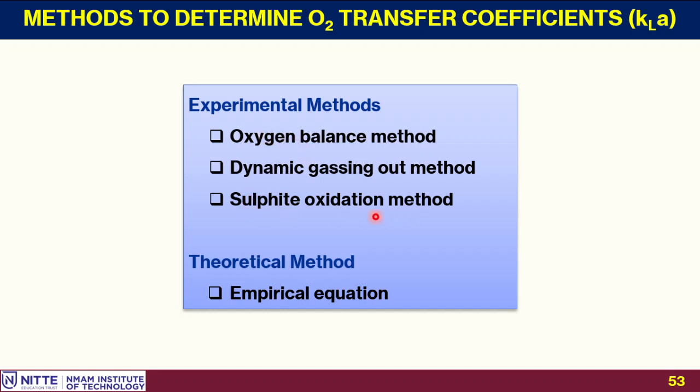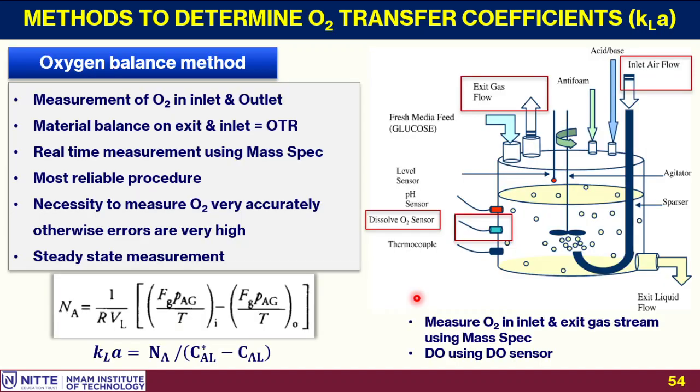Third one is the sulfide oxidation method, a titrimetric method. Theoretically, we also have empirical equations which can be used under certain conditions. Let us look at the first one, the oxygen balance method. The concept is very simple here.